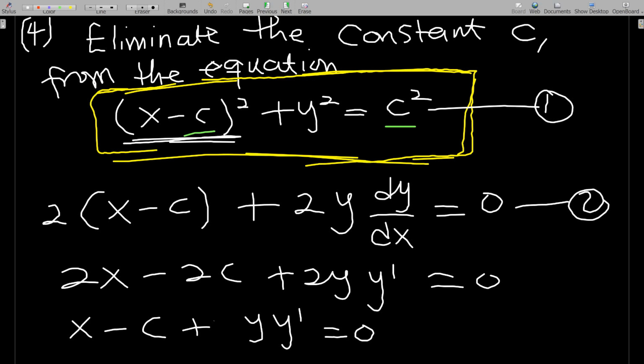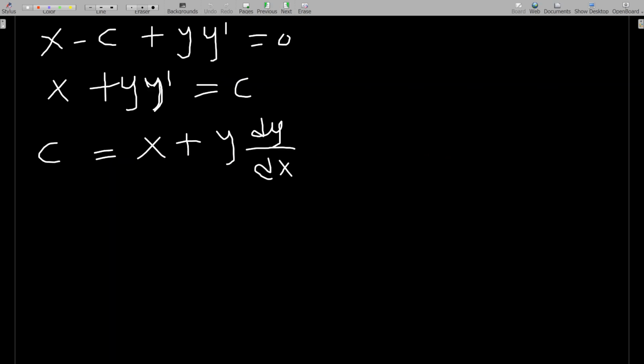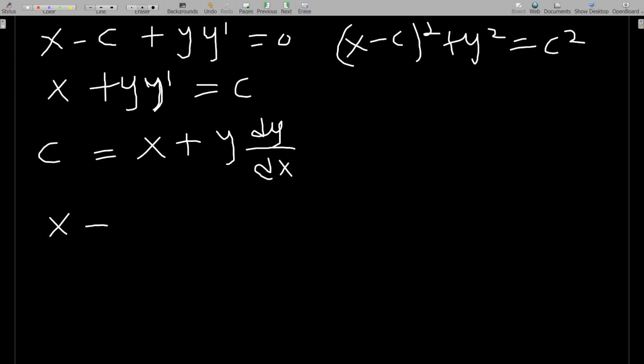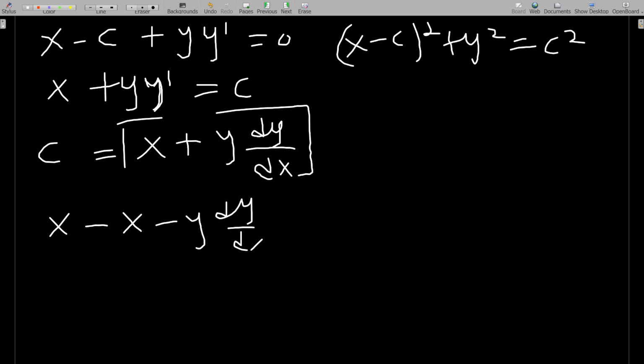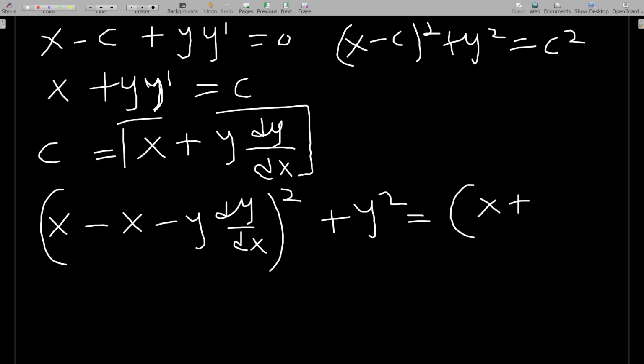Now the first equation, we have, the equation is what? (x minus c) all squared plus y squared equals c squared. So now that I have c, I put c in place of wherever I see c in the first equation. So x minus c, and c is this whole thing, so minus of everything becomes minus x minus y dy/dx all squared, plus y squared is equal to c squared, which is (x plus y dy/dx) all squared.